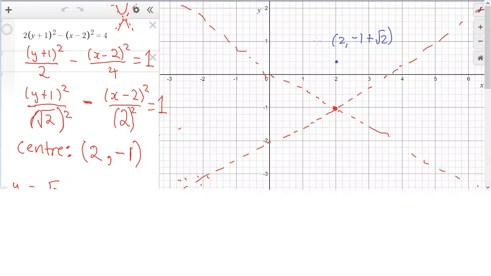The next one, so it'd be what? 2 and then, sorry, minus 1 minus root 2. So it's like minus 2.4, it would be down here. Okay, so you've got your vertices. I'll just label this one, 2, minus 1 take root 2.